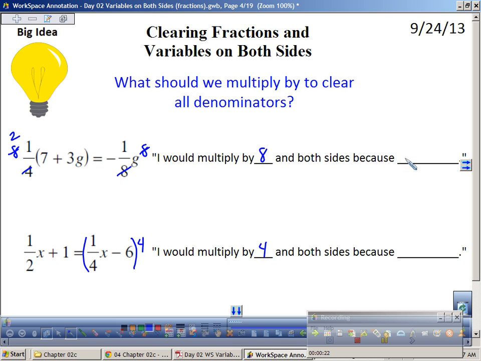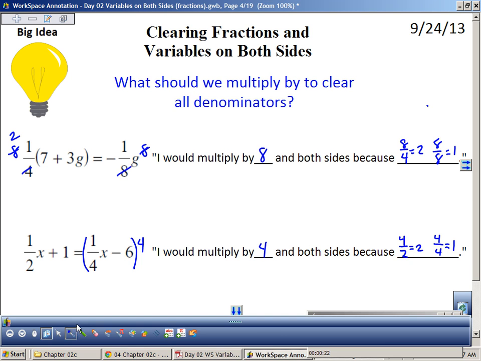We could say because 8 divided by 4 is 2, and 8 divided by 8 is 1. And this one we could say because 4 divided by 2 is 2, and 4 divided by 4 is 1.